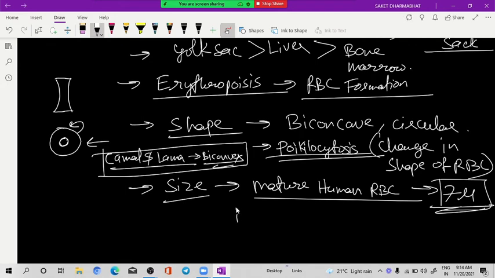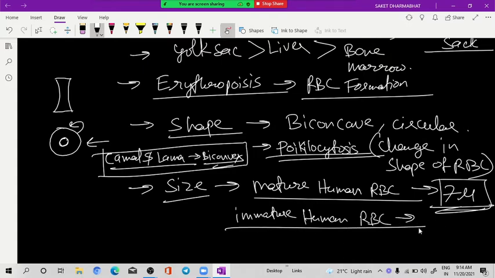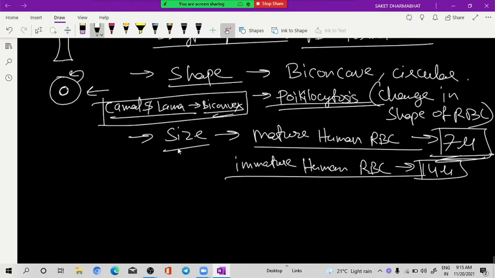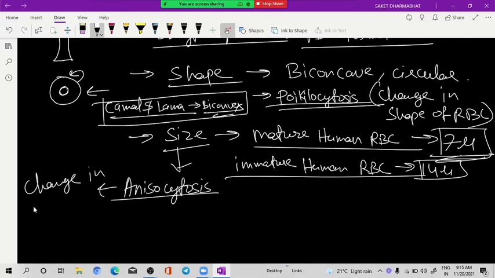If we talk about the immature human RBC, how much will it be? Its size will be double of the mature size. That means 14 micron. Clear or not? Okay. Change in size of RBC is called anisocytosis. Anisocytosis means what? Change in size of RBC. Okay, clear? So there are different sizes of RBCs found in different types of animals.